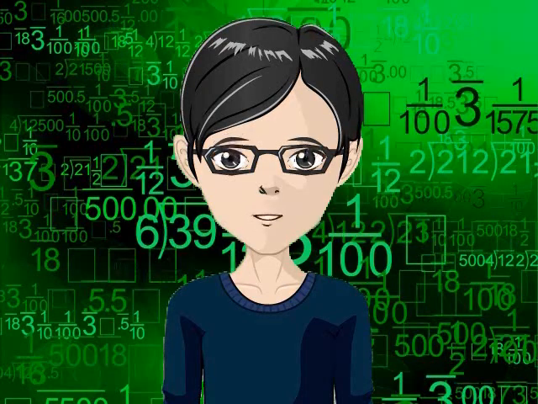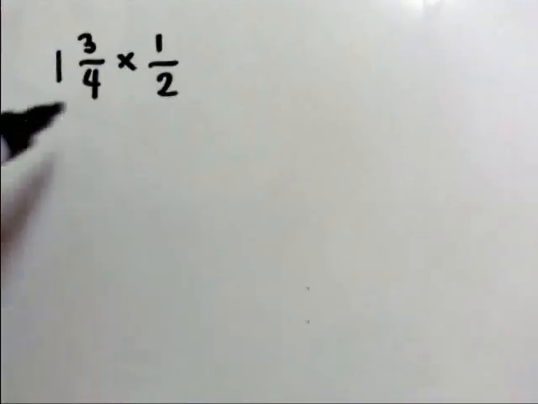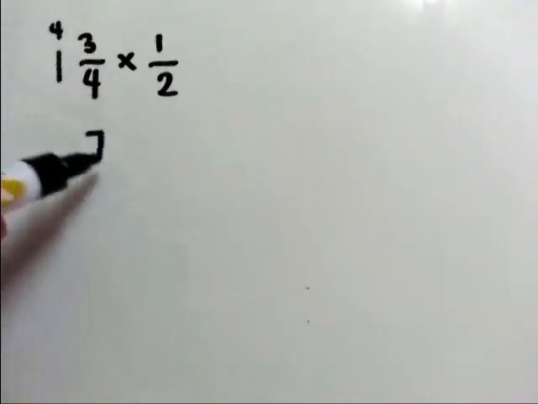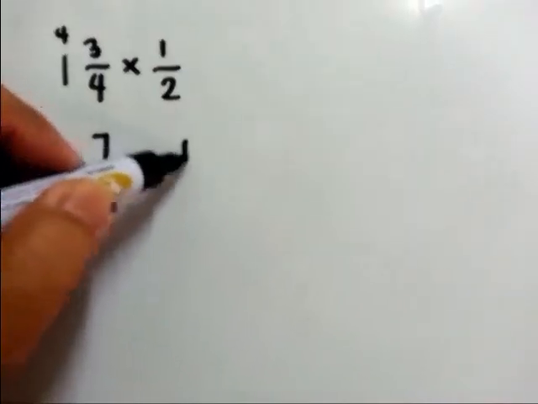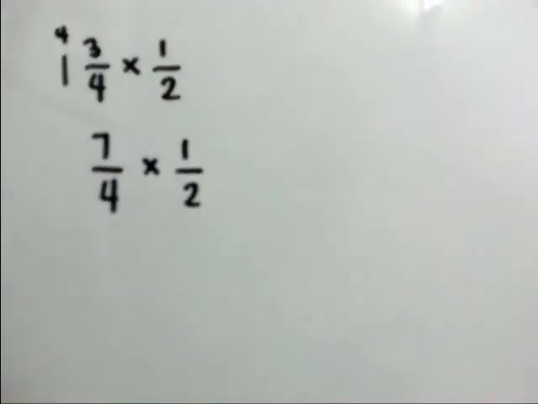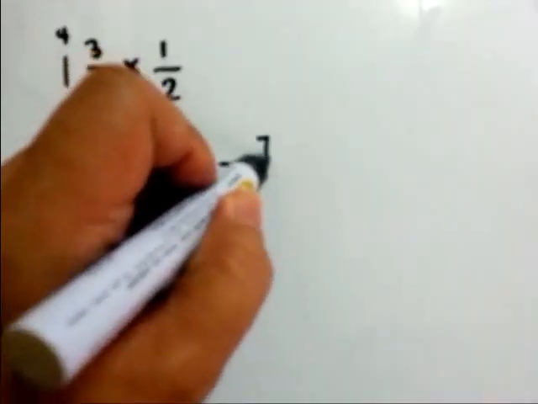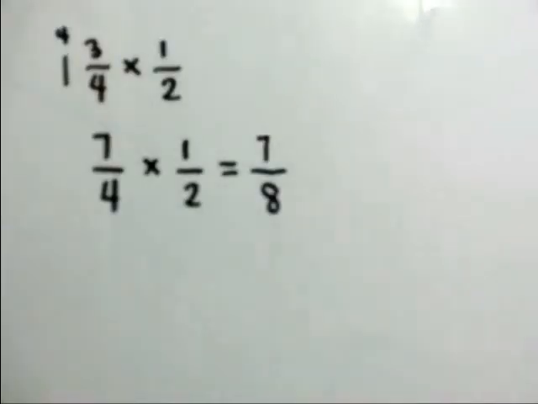Another example. Say we have 1 and 3/4 times 1/2. A mixed number and a fraction. We convert 1 and 3/4 to improper fraction. 4 times 1 equals 4. 4 plus 3 equals 7. So we have 7 over 4. We will now multiply 7 over 4 times 1/2. No cancellation. 7 times 1 equals 7. 4 times 2 equals 8. So our final answer is 7 over 8.